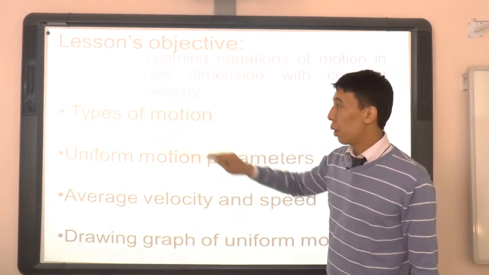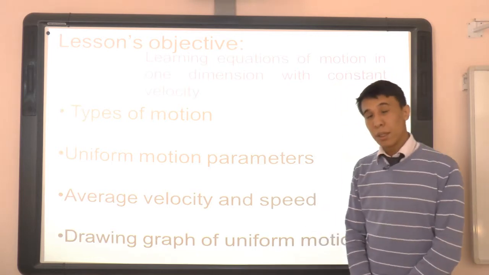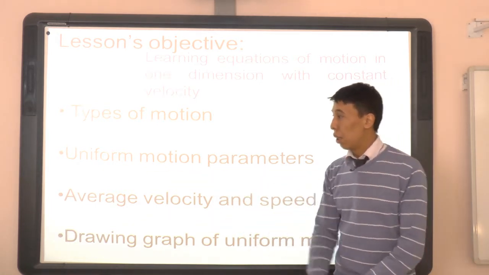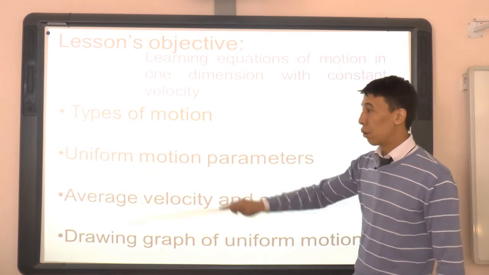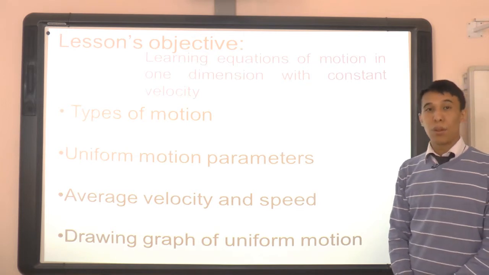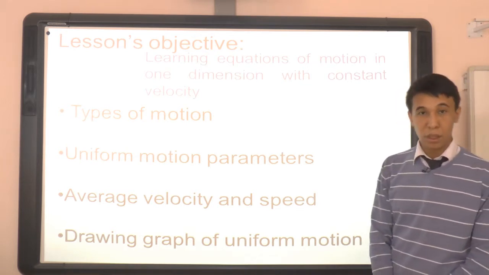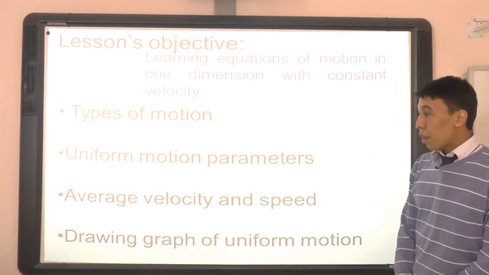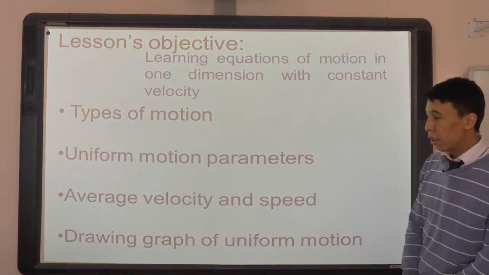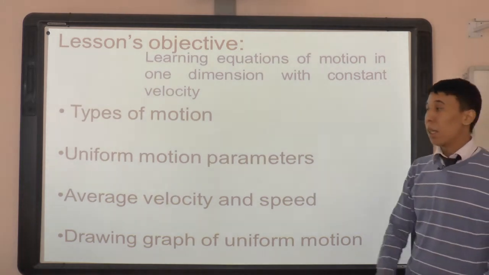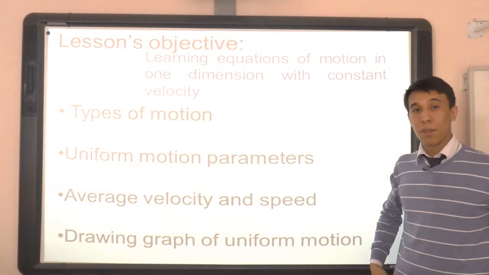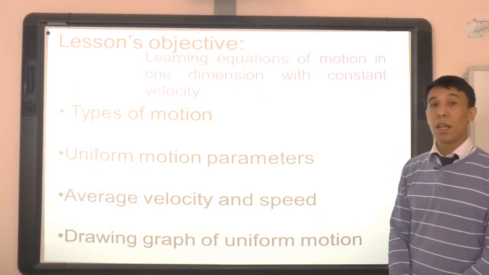First we'll start by learning the types of motion, where we'll describe what motion is and what types of motion we have. Then we'll pay attention to one type of motion, which is uniform motion, and after that we'll learn some parameters of uniform motion such as velocity, displacement, distance and speed. Then we'll learn about average velocity and speed, and finally we will draw the graph of uniform motion. It's a short review of our today's lesson, and I think it's clear for you. Let's start by explaining types of motion.